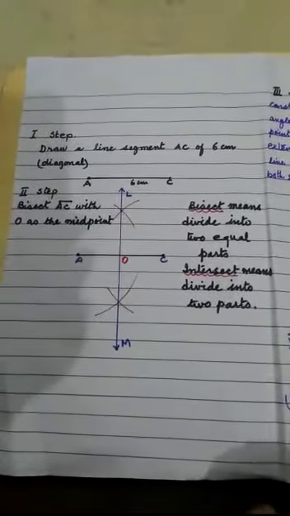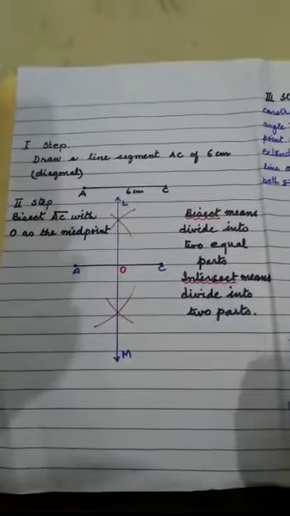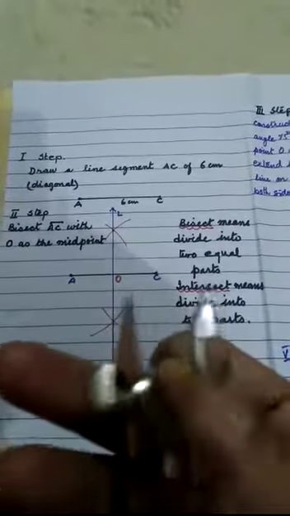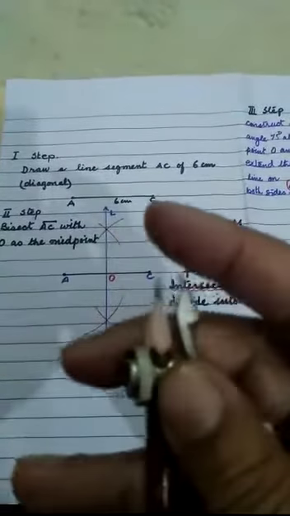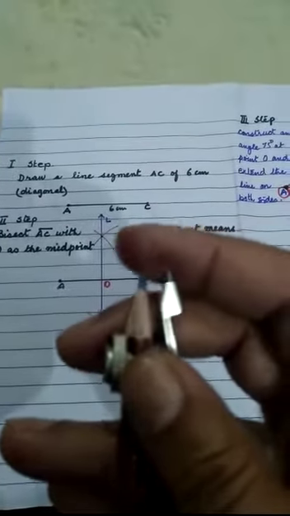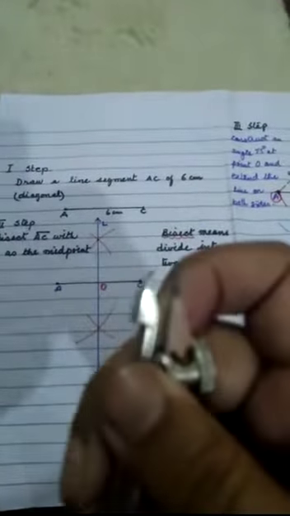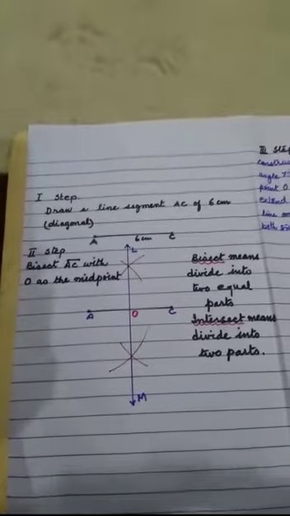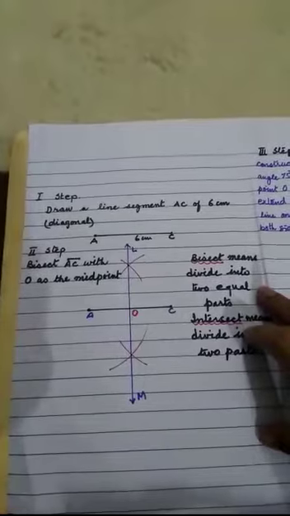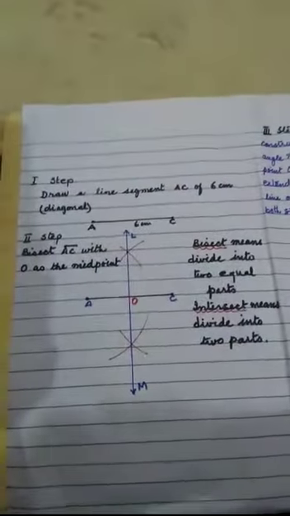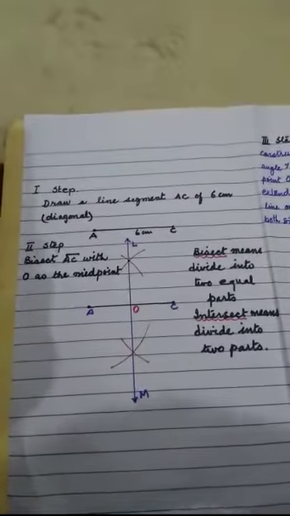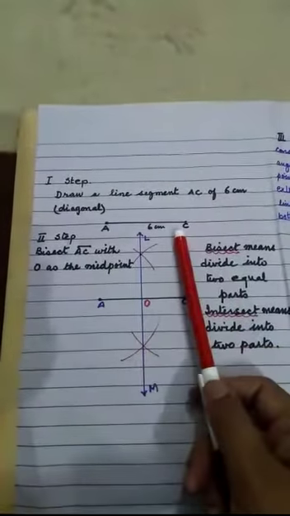So quickly girls, take out your copies or paper and set your compass. Now have a look, the compass I have set. The legs, the pencil and the metallic, these two should be equal, right? Not one big and one small, they should be equal. Now the first step is to draw a line segment AC of 6 cm. So that is your diagonal. I have drawn it. So quickly draw your line segment AC of 6 cm.